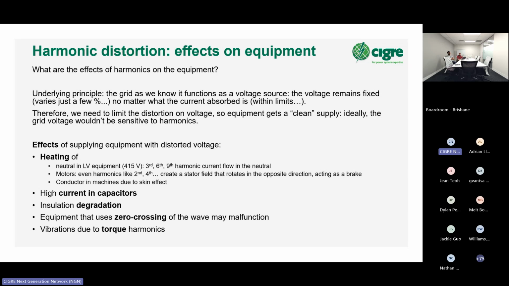Insulation degrades, especially with high currents, with high harmonics. Why? Because capacitance allows high frequency to go through. The higher the frequency, the lower the impedance, so the more current. So the insulation will take lots of capacitive current at very high frequency. And vibrations due to torque harmonics in motors. Again, big topic, but no time here. But this is more or less what you get. This is the harm done by harmonics. Most of this is capacitors dying and things getting hot. That's most of the thing.